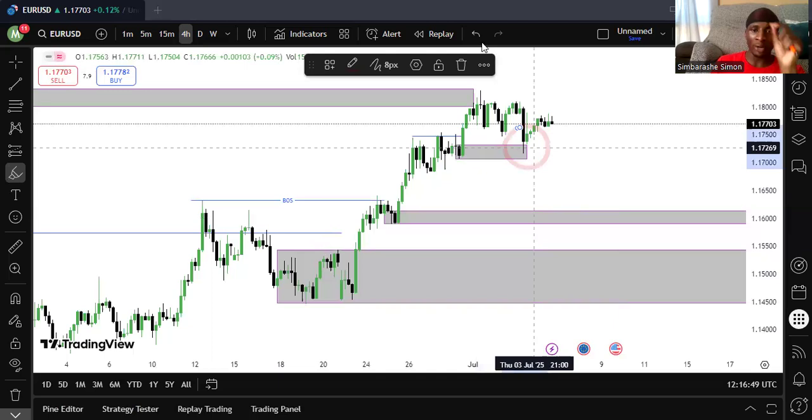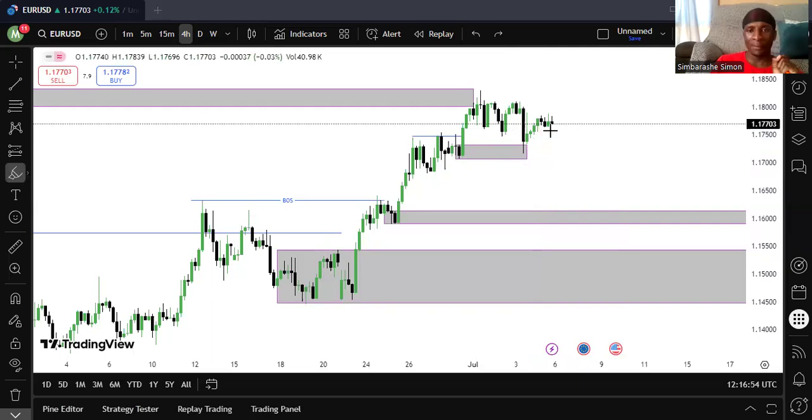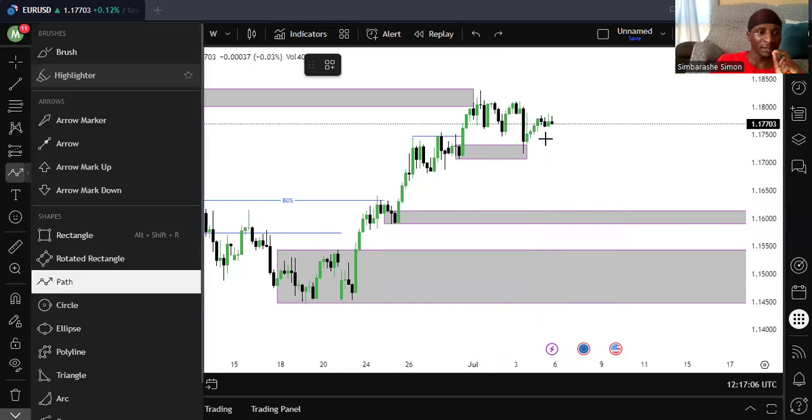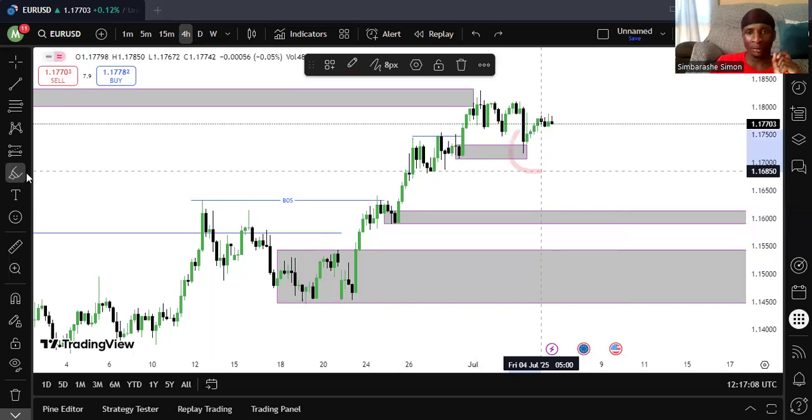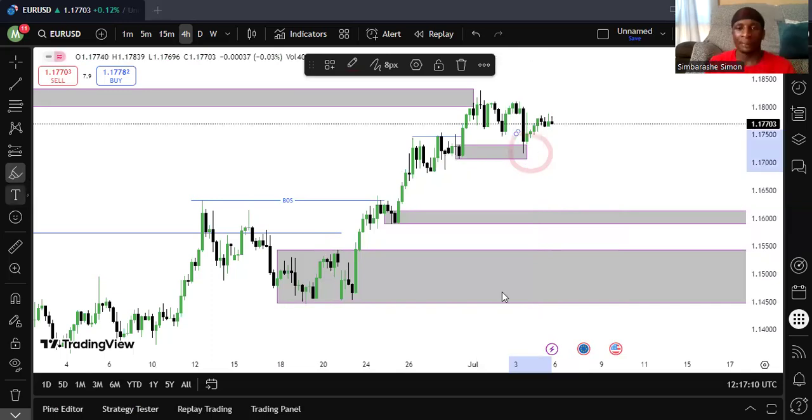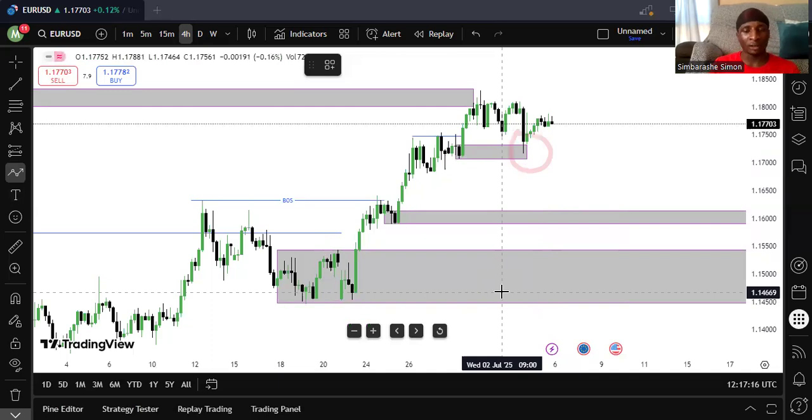What do I mean by decider point? Basically, I'm talking about this demand zone here. It's our decider point. Whatever comes on this demand, it's what we're going to take. I hope you understand that. If this demand zone breaks, we are going for sells for sure. And if this demand holds, we are going for buys.